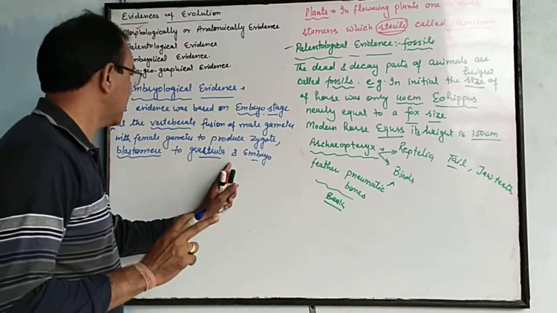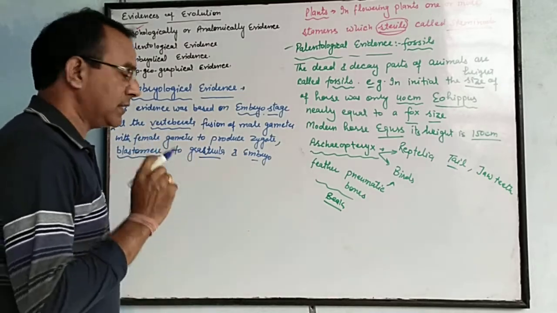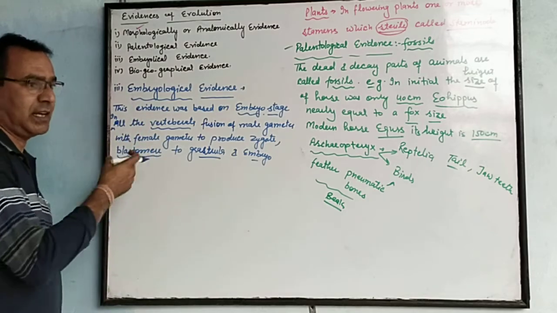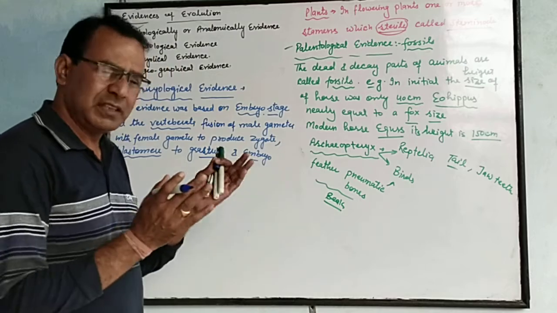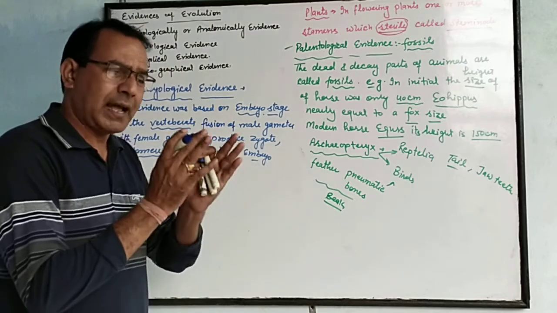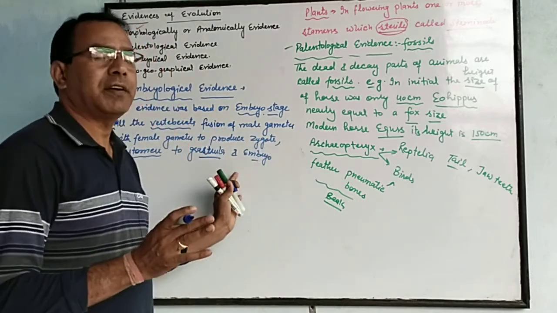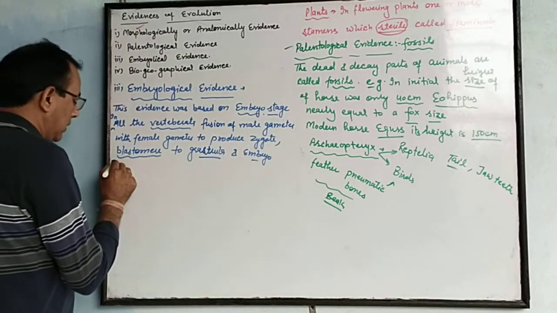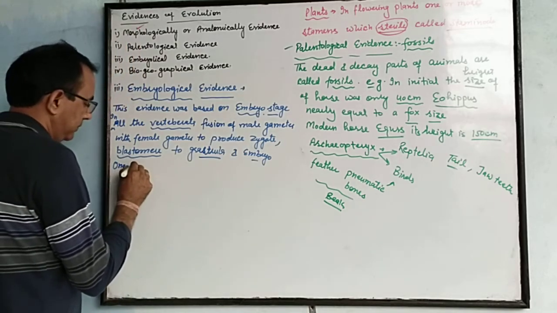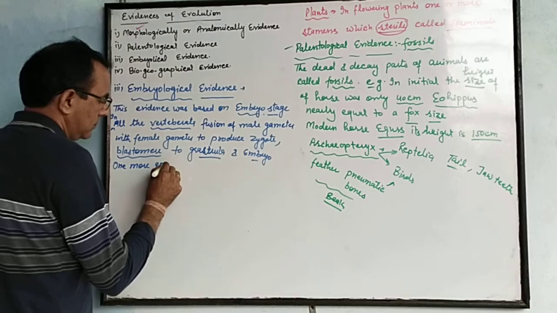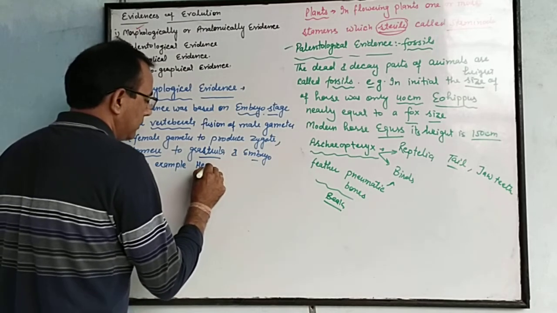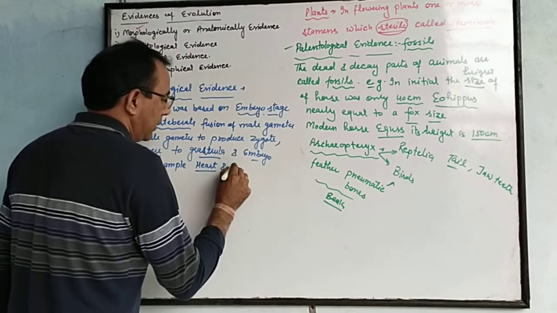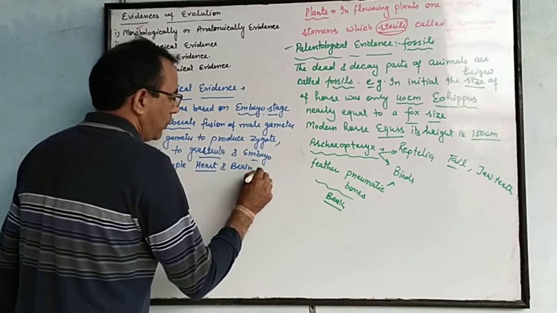This was the first example on the embryo, and the next one is in some organs of vertebrata, like kidney, heart and brain. These are similar at the initial stage, but as they use their organs, they become different. One more example: heart and brain in vertebrata.